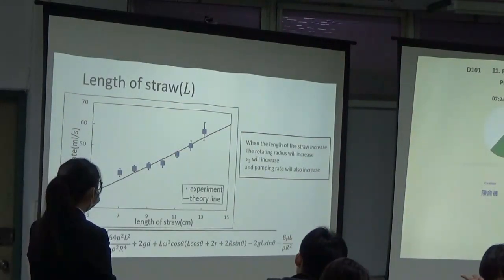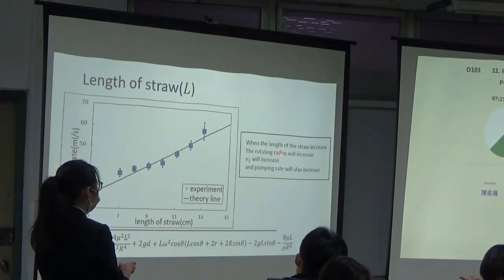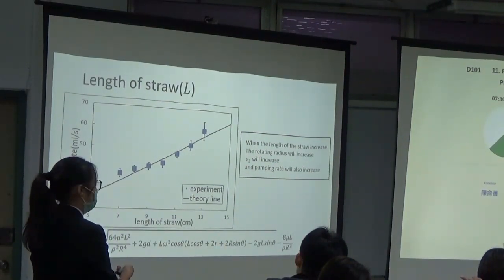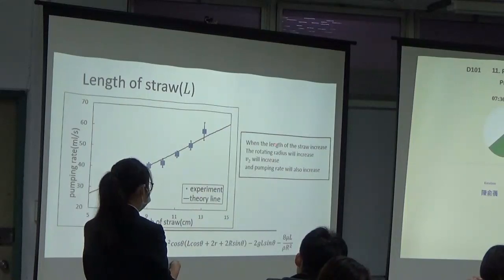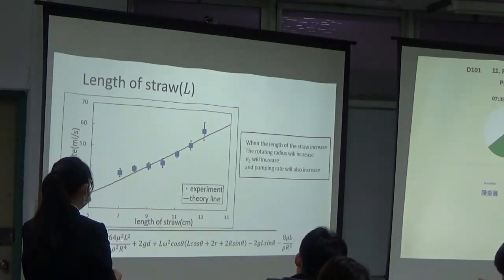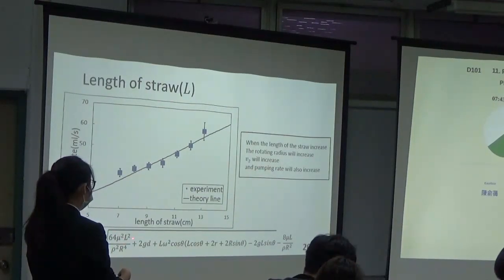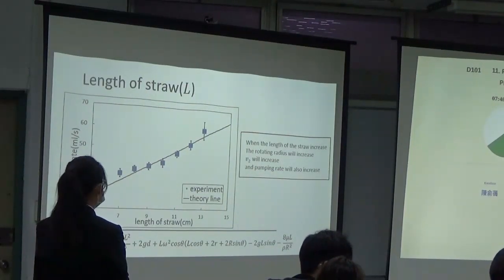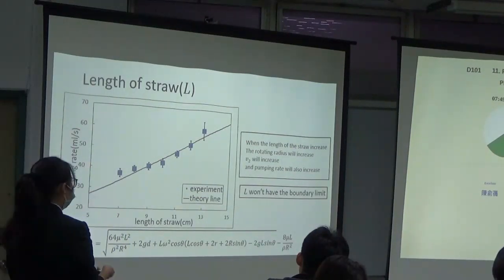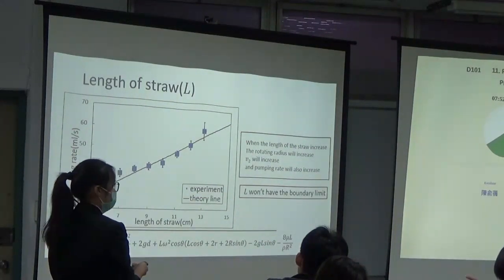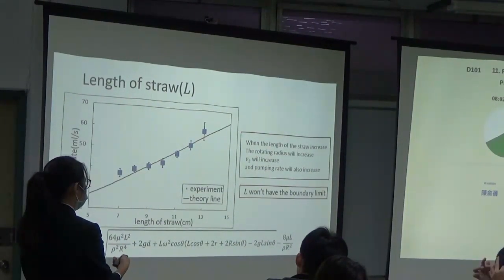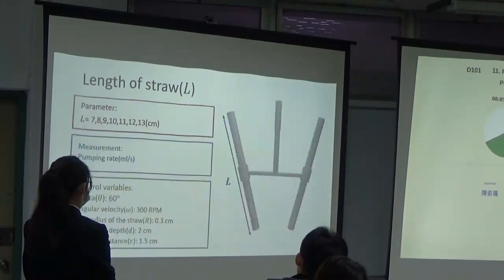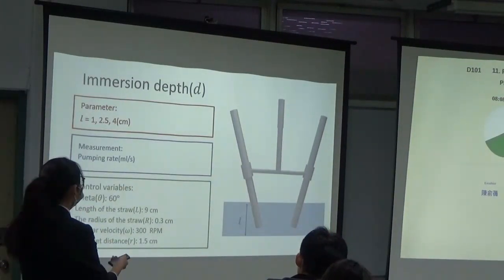For the length of the straw, when the length of the straw increases, the rotating radius will increase, which will affect the centrifugal force, and the V2 will increase, and they also make the pumping rate increase. As you can see in the theory, when L increases, the velocity is supposed to be decreased. And we think that L won't have the boundary limits because when the length of the straw increases, the rotating radius will also increase, so that they will produce more centrifugal force, so that the L won't have the boundary limit.